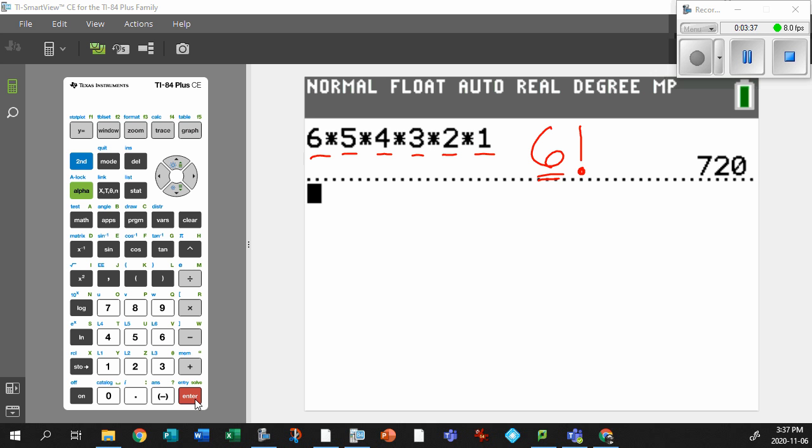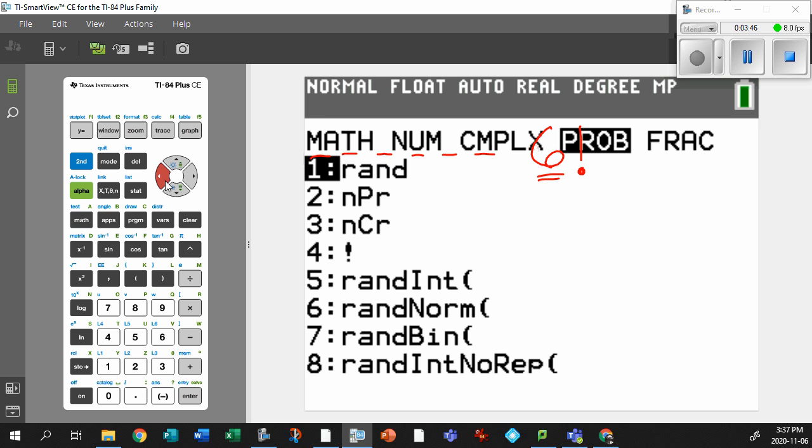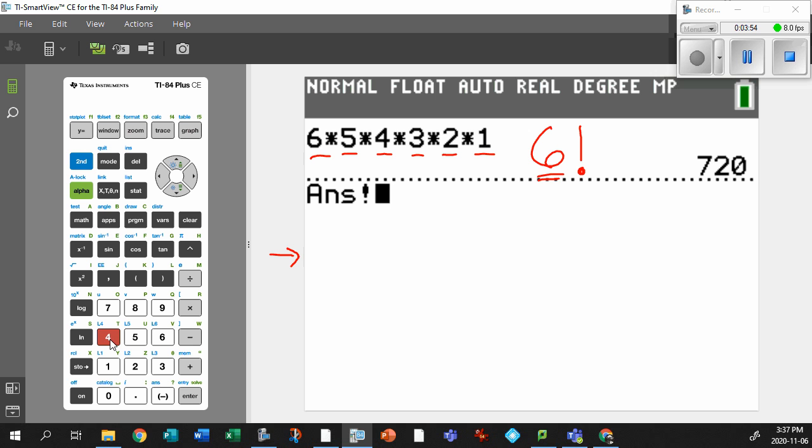Now, the cool thing is if you've got the older calculator, you're going to have to go into Math. You're going to zip over to Probability here, and sure enough, look, there it is, number 4. There's the factorial. Okay, so if you hit 4, boom. Well, wait a second. That's going to take the answer of 720 and factorial it. Oh, that's not what we want.